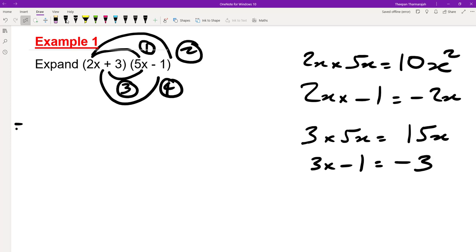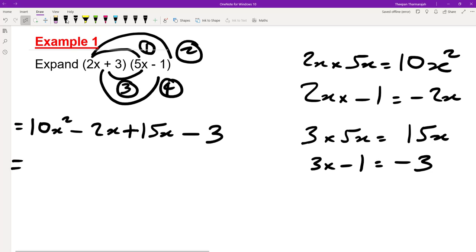So we end up with 10x squared minus 2x plus 15x. And then we end up with minus 3. So here we get 10x squared. Then 15x minus 2x is 13x. And then we get minus 3.